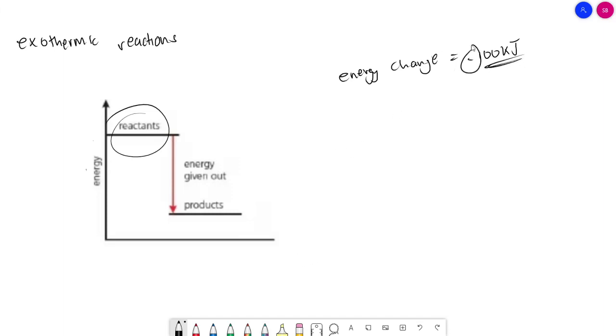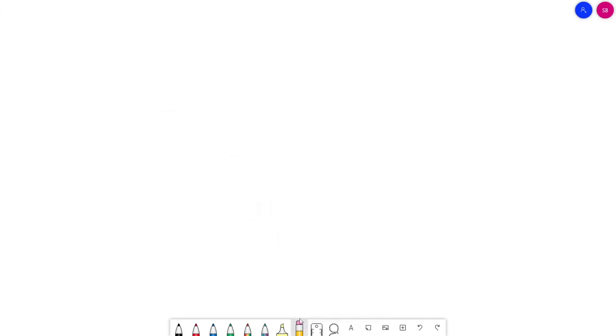This minus sign that you see right here shows that energy is given out. So you need to remember that whenever you see a minus, it means it is an exothermic reaction. Okay, that is how you can remember whether your reaction is exothermic or endothermic. Now, that is all about the exothermic reaction. What about the endothermic reaction?